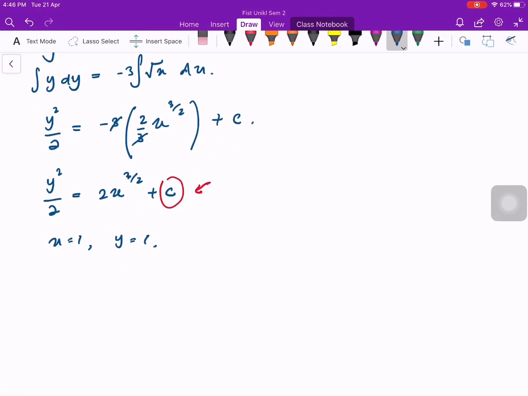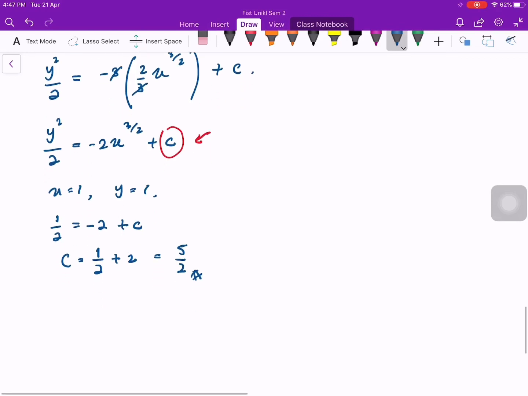So kita akan dapat half is equals to 2 plus with c, okay, which is equals to c will be equals to, suppose this is actually supposedly minus, okay, minus 2. So then here should be minus, and here will become half plus with 2, which is equals to 5 over 2. Okay, so kita dapat nilai arbitrary constant kita iaitu 5/2.